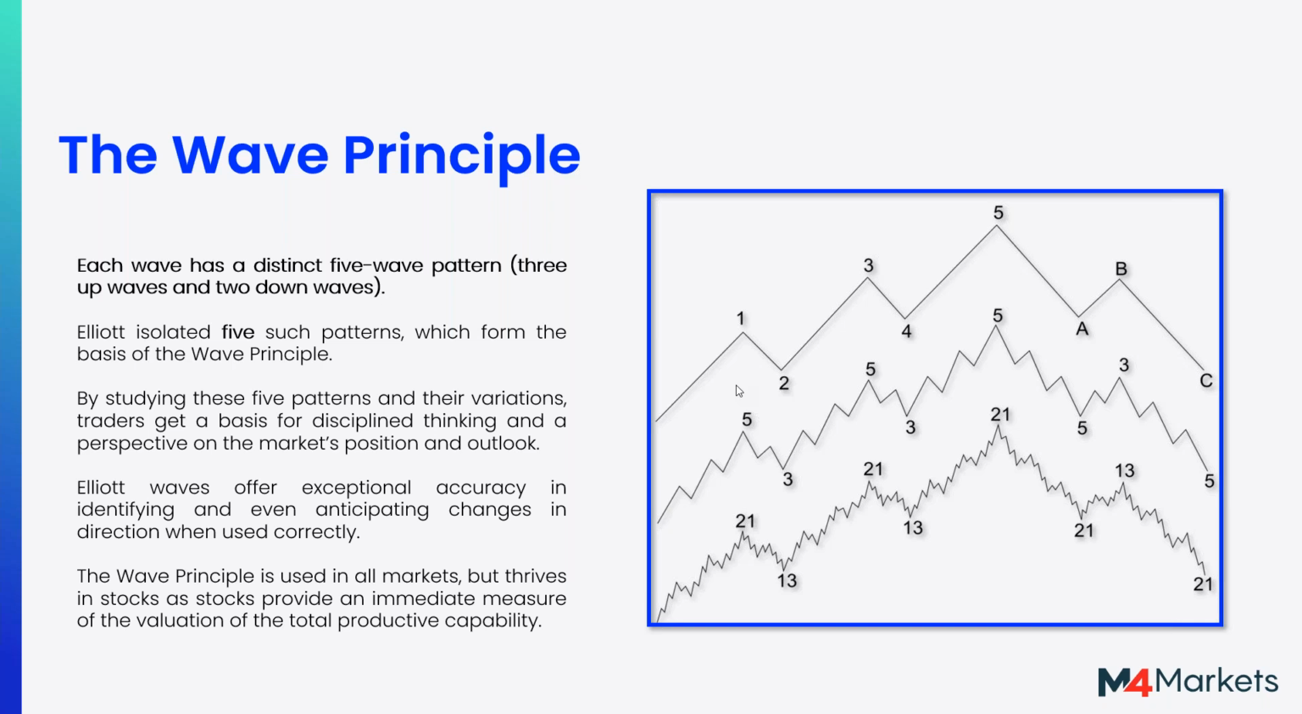Elliott waves also offer exceptional accuracy in identifying and anticipating changes in direction when used correctly. That has to be pointed out: when used correctly. The wave principle is used in all markets. You want crypto, CFDs like commodities, coffee, stocks, anything. But in stocks, it thrives because stocks provide an immediate measure of the valuation of the total productive capability. And you're going to understand how this is connected with the wave principle.